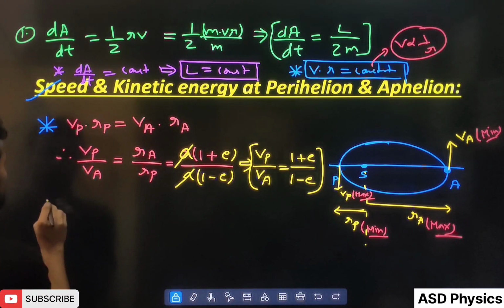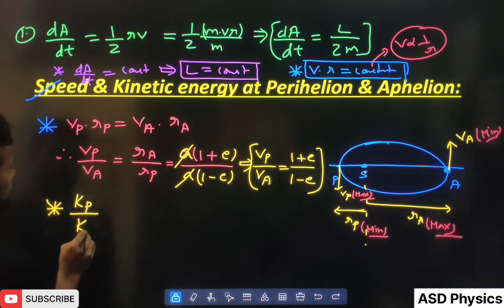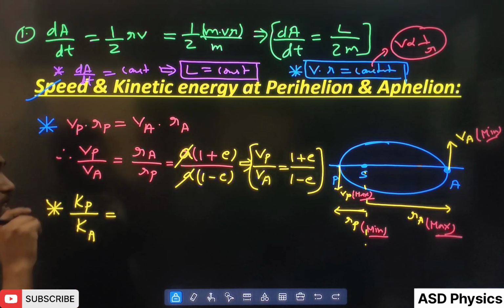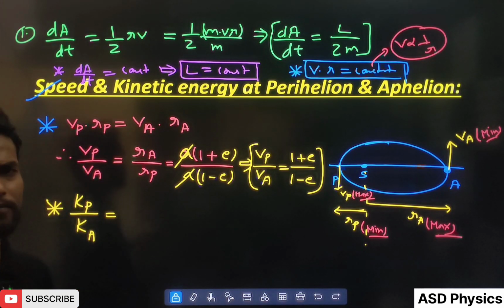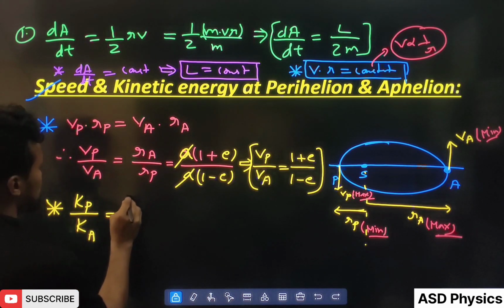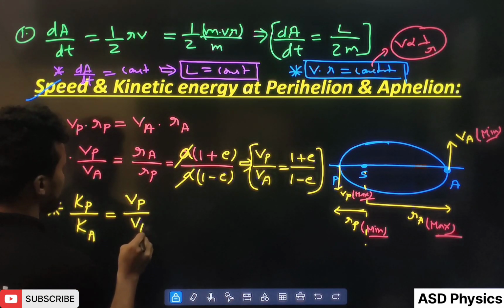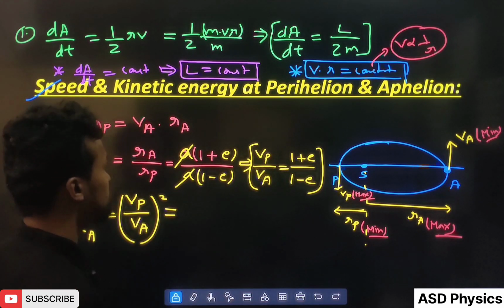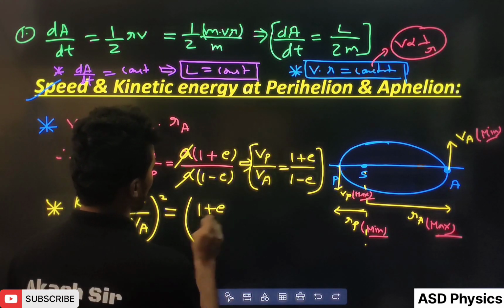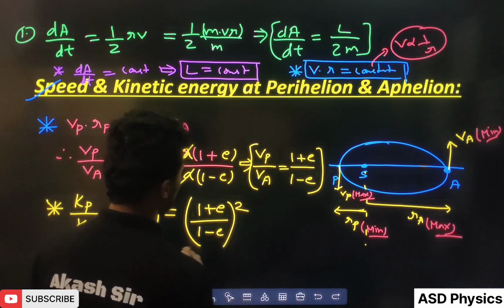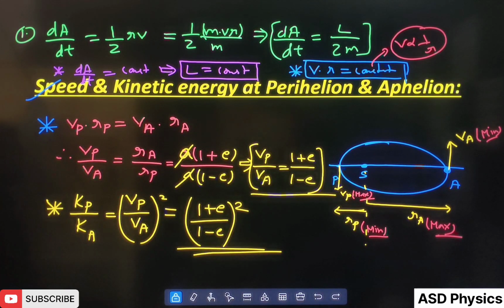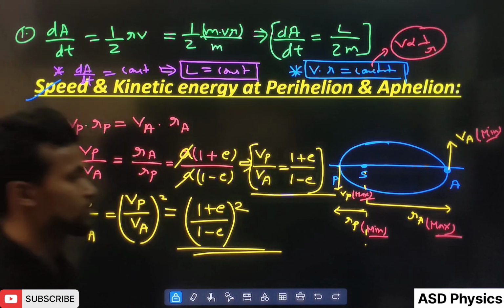Okay. Next one, students, if I talk about the kinetic energy, let's take the kinetic energy at perihelion and aphelion. Here half mv square, half mv square, half m cancels. That means we can write VP by VA whole square. What is VP by VA? This 1 plus E by 1 minus E. So we can write 1 plus E by 1 minus E whole square. Remember that both this relation and this relation are very, very important. You can take the screenshot also as per your wish.